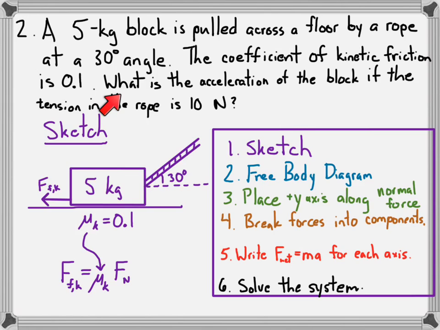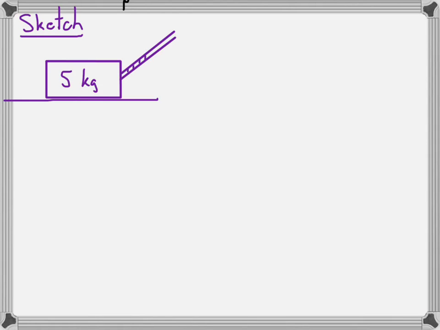Okay, finally I'm going to read the last sentence. It says, what is the acceleration of the block? So immediately I know I need to find the acceleration of the block if the tension in the rope is 10 newtons. So I'm being given that this tension along the rope is 10 newtons, and I'm being asked to find the acceleration. Okay, let's take this to the next slide, the diagram at least. So I've drawn a sketch.